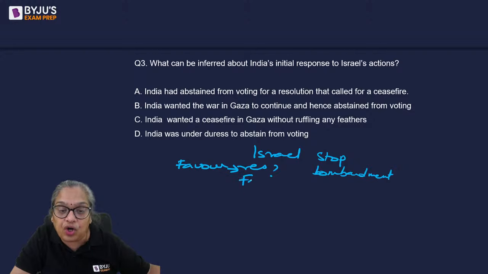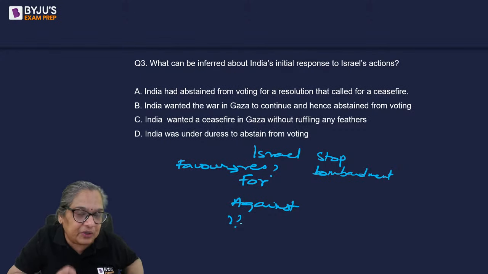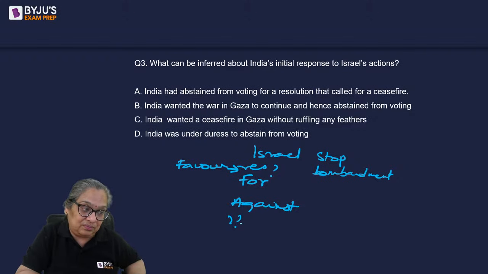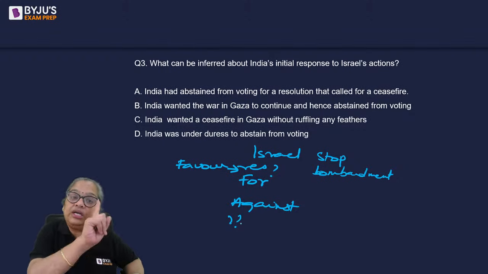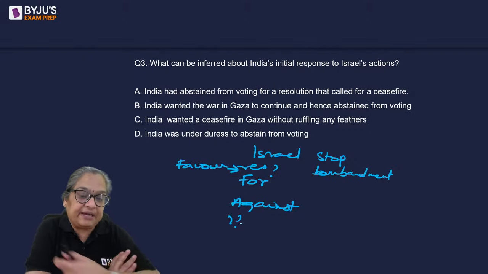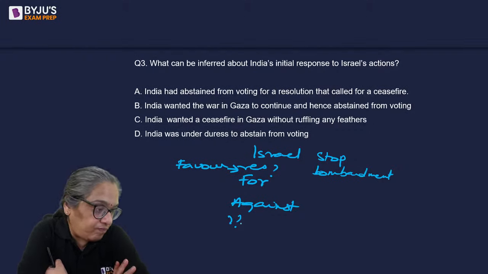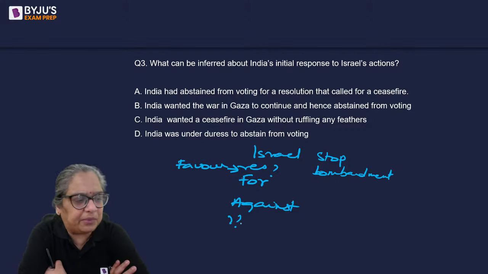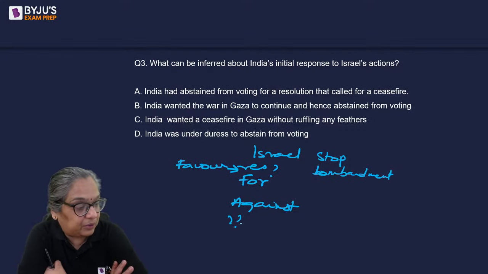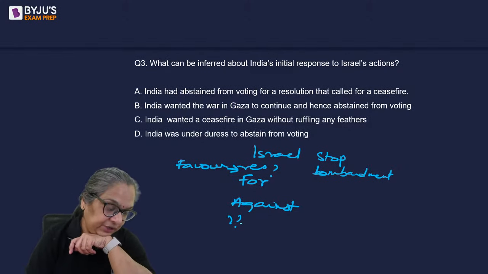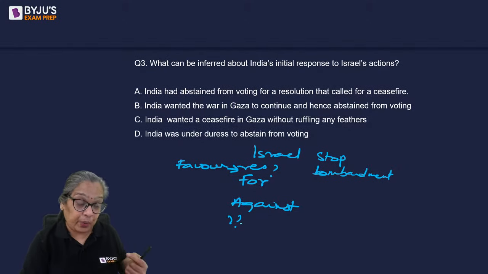Did it vote for the resolution? Did it vote against the resolution? Or what did it do? Give me the answer. What did India do the earlier time? Not now. What did India do the earlier time? What did the passage say about it? Let me see your answers quickly. What was the word the author used? Whatever you remember, without going back to the passage. Shall I take you back to the passage? I need your answers quickly.